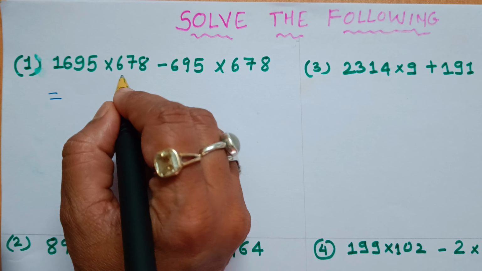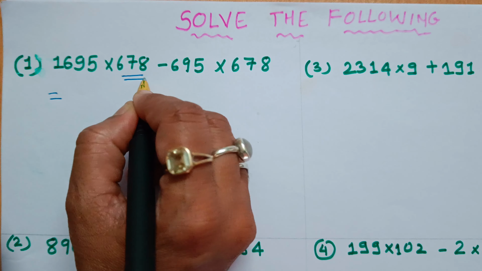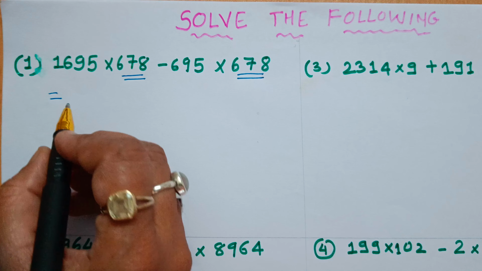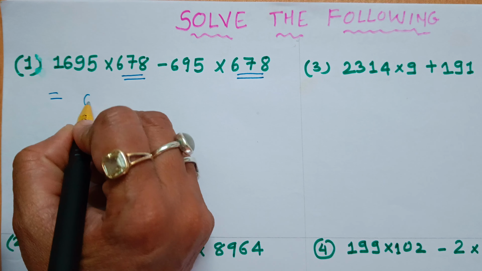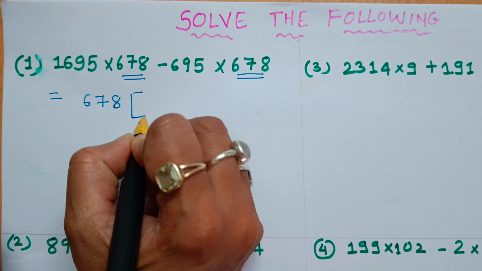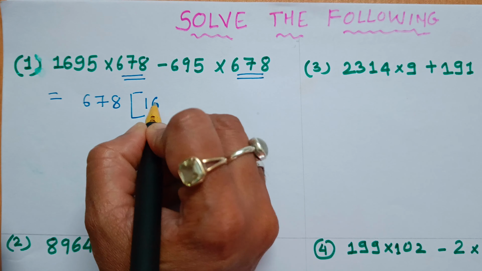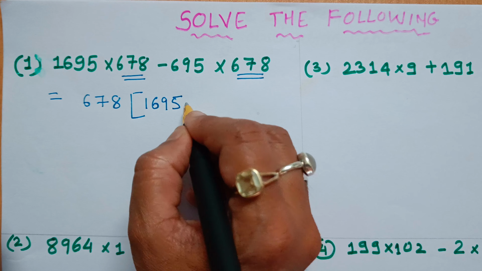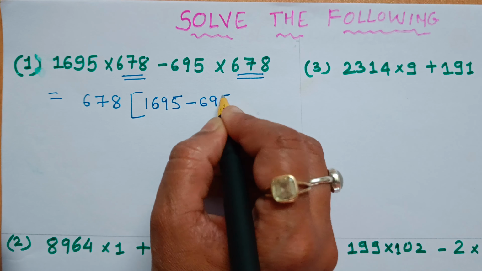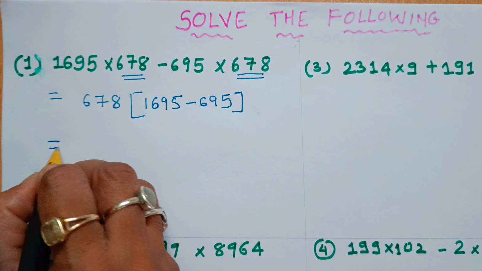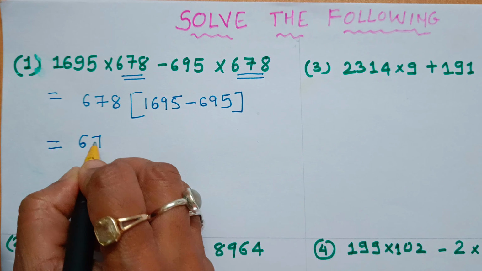Here 678 is common in both terms. Therefore, 678, now in bracket, 1695 minus 695 is equal to 678.